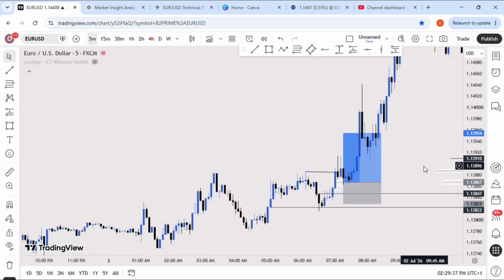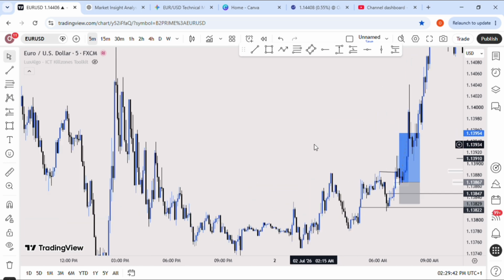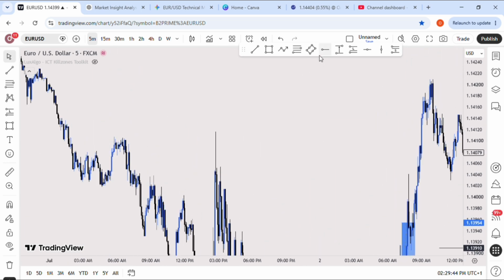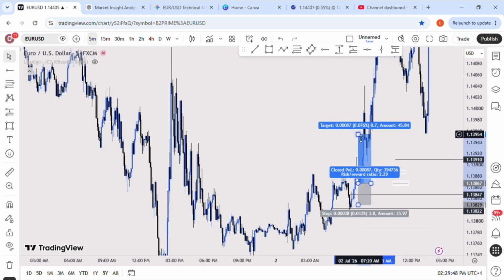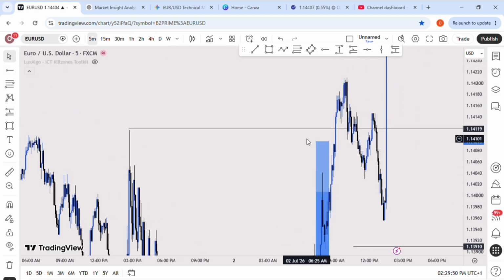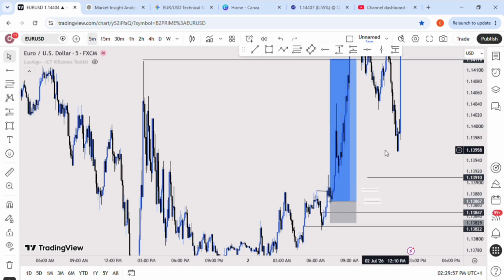And after your SL is set, you target the next draw on liquidity. That is very important. Targeting the next draw on liquidity, which is here. These are the next draws on liquidity. Then you're going to be able to catch this particular movement. You can see how sweet it is. You catch this particular movement. We enter this with a touch of our order flow.